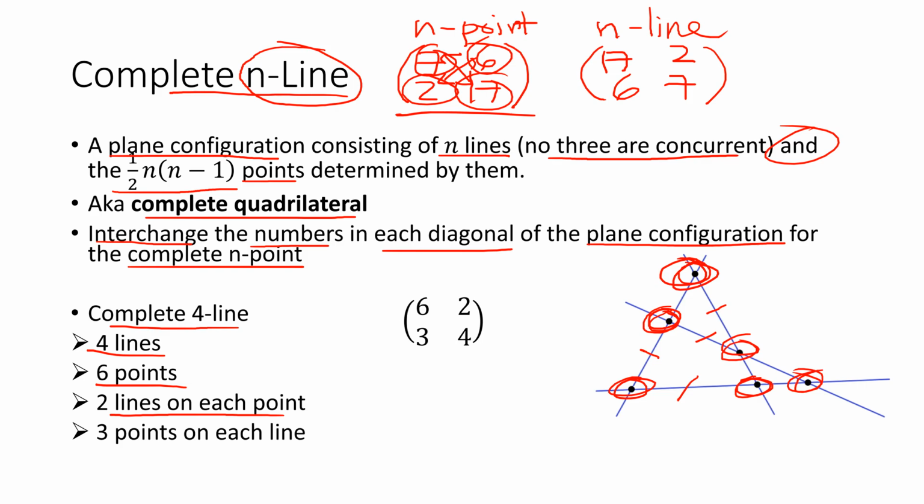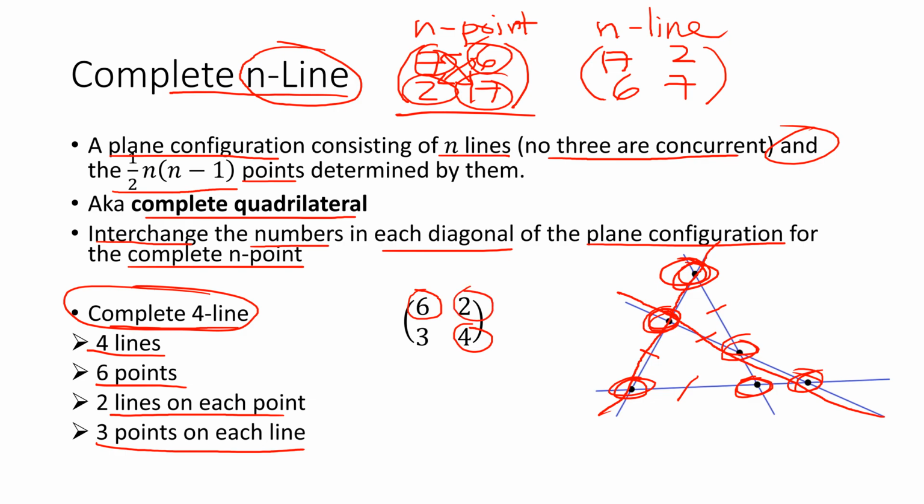Now let's consider a line. Let's say this line. How many points are on this line? We have 3. How about another line? Let's say this one. Again, in this line we have 3 points, therefore we have 3 points on each line. So the plane configuration of a complete 4-line is: 4 lines, 6 points, 2 lines on each point, and 3 points on each line.